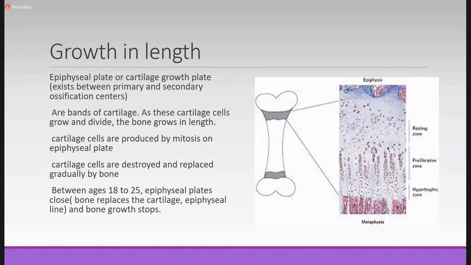The cartilage cells are replaced by mitosis on the epiphyseal plate, and gradually you will have the destruction of the cartilage cells and their replacement by bony cells. The height or the length of the bone is said to keep on growing until the 18th to the 25th year of life. But in some individuals, at the growing end, the plates unite or fuse together. When this union takes place, this will be the time when the increase in height no longer takes place.